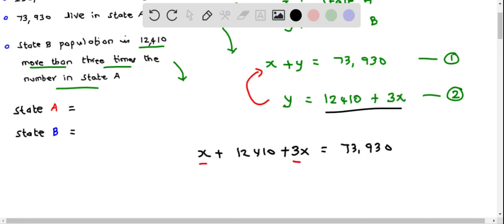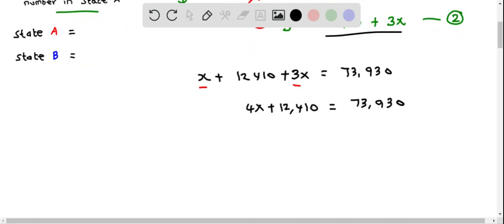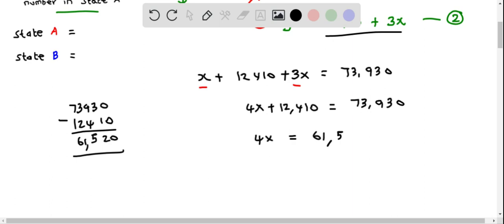We now combine like terms, that is x and 3x are like terms. So x plus 3x is 4x, plus 12,410, equals 73,930. In the next step, we subtract 12,410 from both sides, so that we will have only 4x on the left side. This will be 73,930 minus 12,410, and this equals 61,520. So 4x equals 61,520.